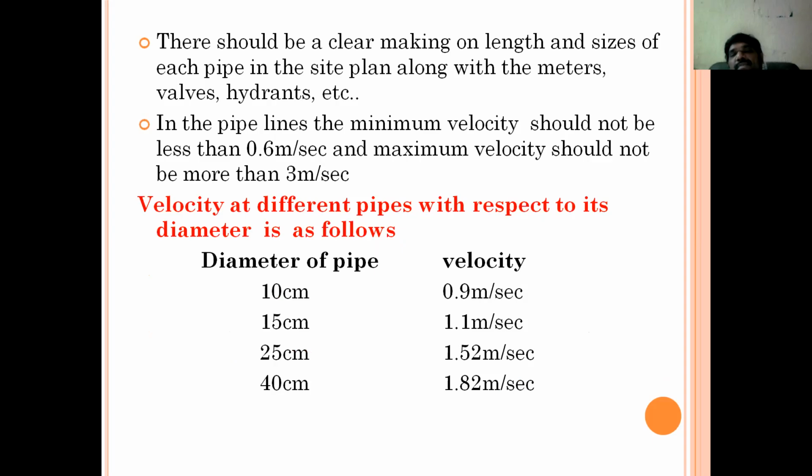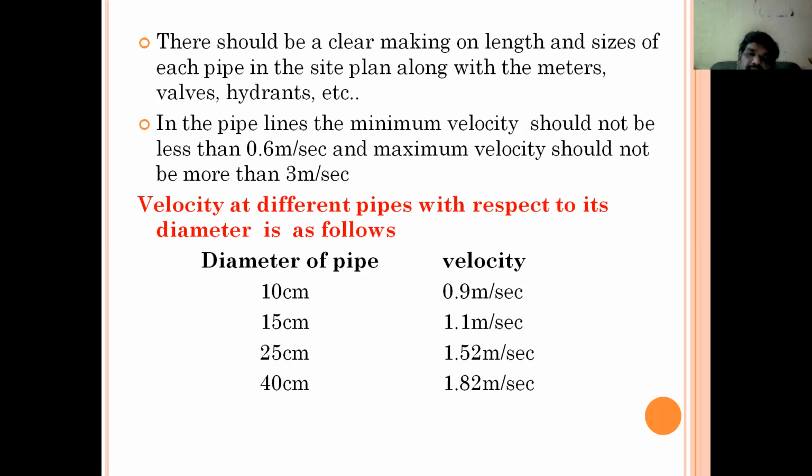In the pipelines, the minimum velocity should not be less than 0.6 meters per second, and the maximum velocity should not be more than 3 meters per second. Normally, the velocity in different pipes with respect to diameter is as follows. When the pipe diameter is 10 centimeters, the required velocity is 0.9 meters per second. Likewise, for 15 centimeters, 25 centimeters and 40 centimeters, the velocities are 1.1 meters per second, 1.52 meters per second, 1.82 meters per second respectively.